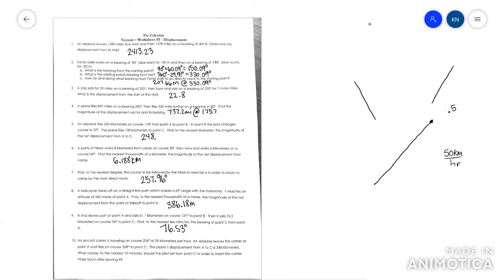There's a plane that's going to take off from this aircraft carrier, and it's going to fly on course 328. So here's 270, it's just past that, it's like here. All right, so that's the course the plane's going to fly on, and it goes to point C. The plane's displacement from A to C, so here's A, is 348 kilometers.